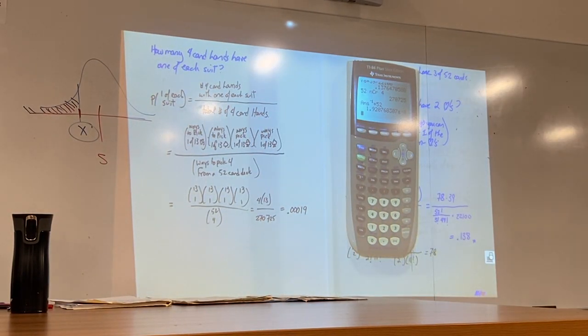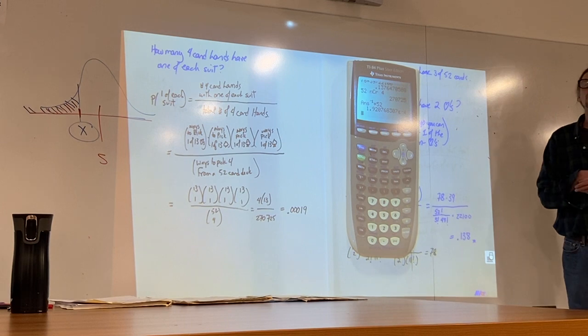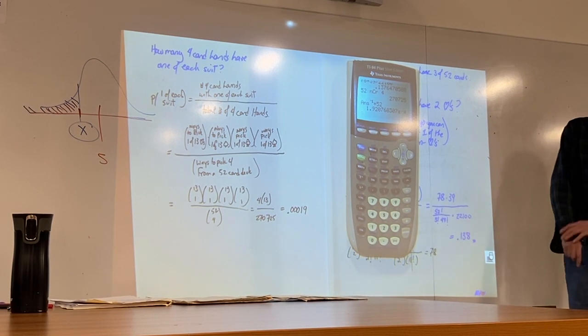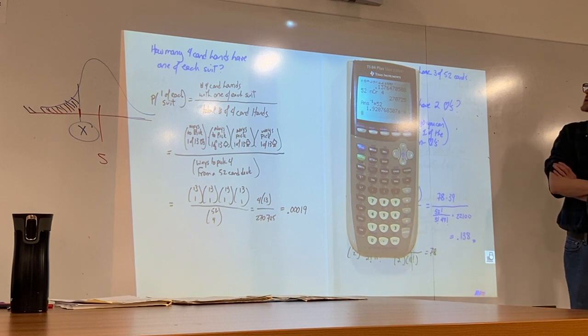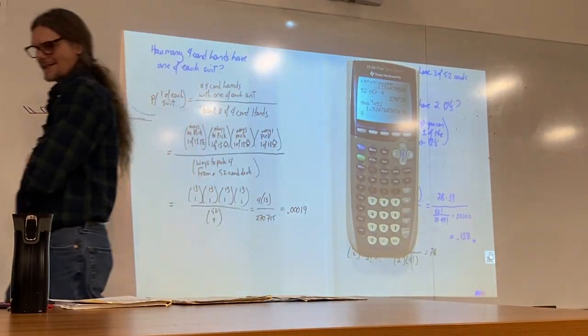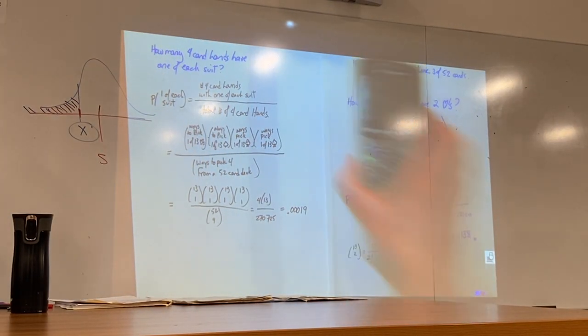What's a flush? A flush is where they're all the same suit, right? 5 cards. Let's do it with 5 cards. So if we're dealt 5 cards, what's the probability they're all the same suit? Over the number of 5-card hands, yes.